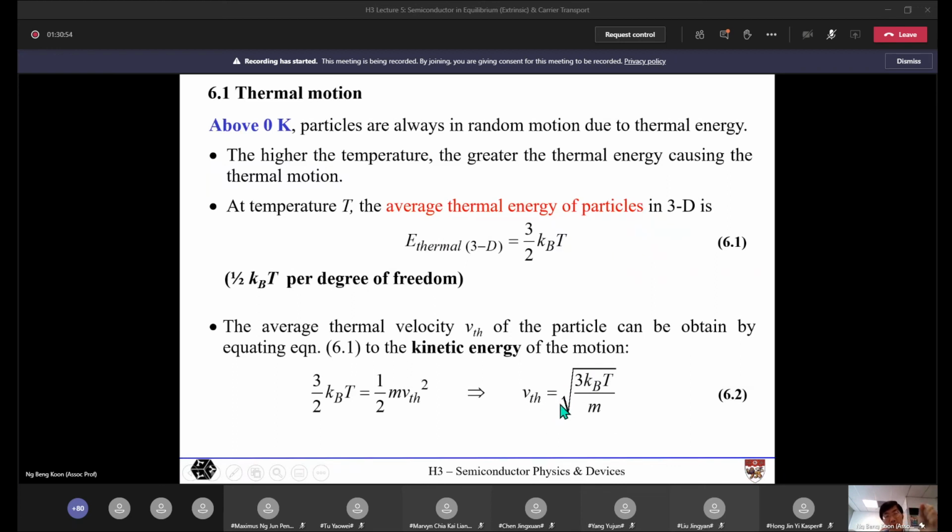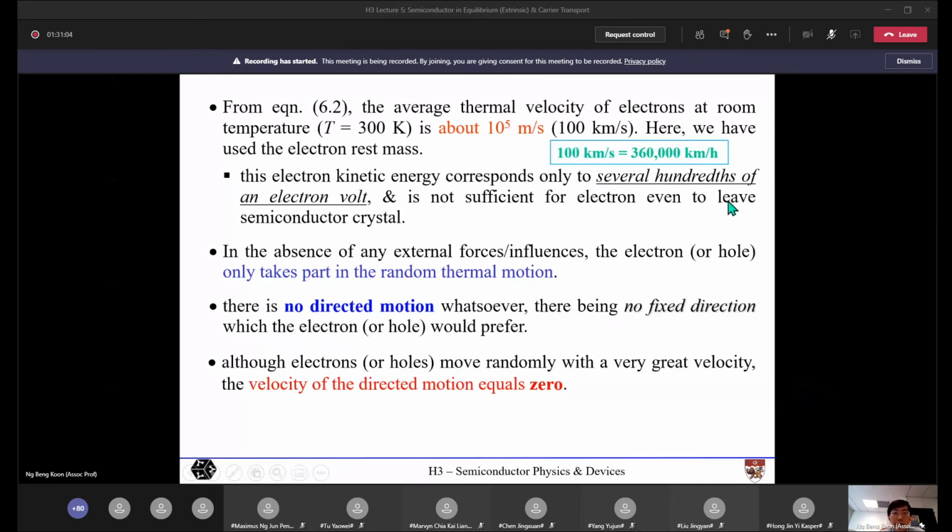So there's this thermal velocity that a particle moving in 3D would have, that's related to the temperature it's in. And if you consider a temperature of 300 Kelvin, and you consider electrons, then you do that calculation, you actually get a velocity of about 10 to the power 5 meters per second. That's the thermal velocity that an electron will have at 300 Kelvin. We use the electron rest mass.